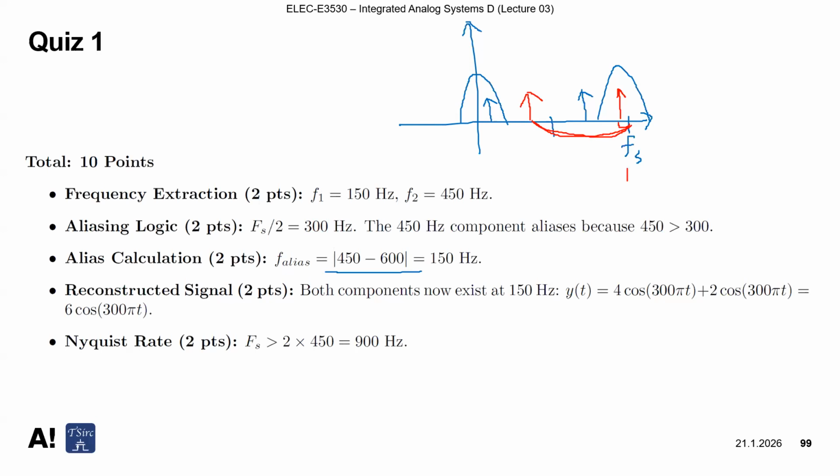So both of the frequencies are now existing at 150 Hertz. So it becomes 4 times cosine, 2 times cosine, and it goes to 6 times cosine. So for the Nyquist rate, the sampling rate should be larger than 2 times the largest one, 4 times 450 hertz. So it should be larger than 2 times 450. It goes to 900 hertz. That is the condition to make sure there is no aliasing.